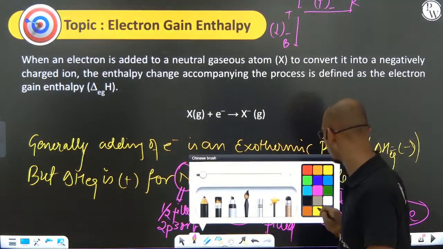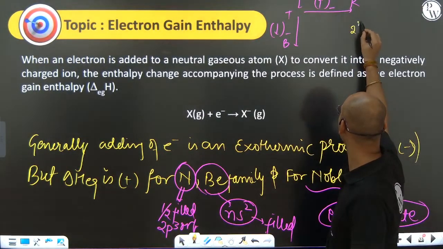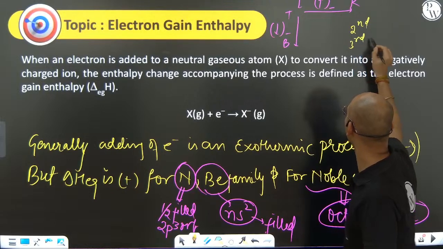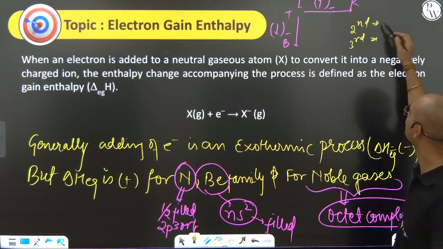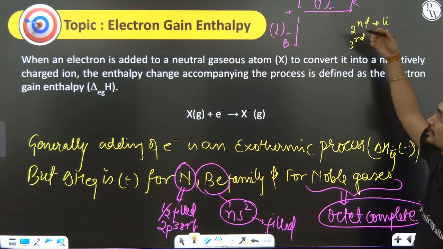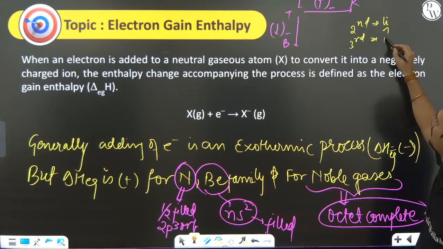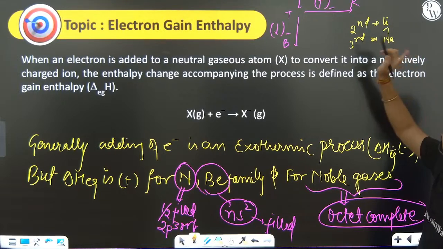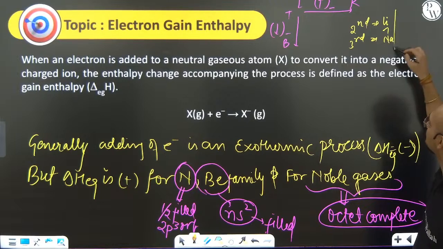What are these exceptions? Exceptions in the second and third period. In the second and third period, if you talk about lithium and sodium, we expect that lithium should be more, but what happens? Sodium is more. Do not talk about the beryllium family because it is positive. Leave that. Next we talk about boron.